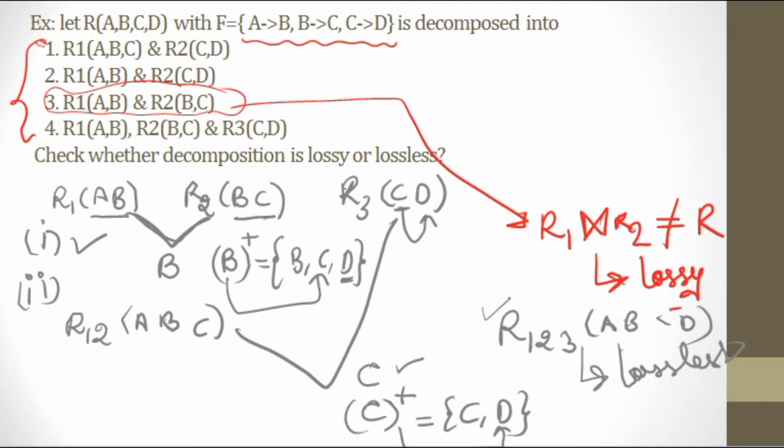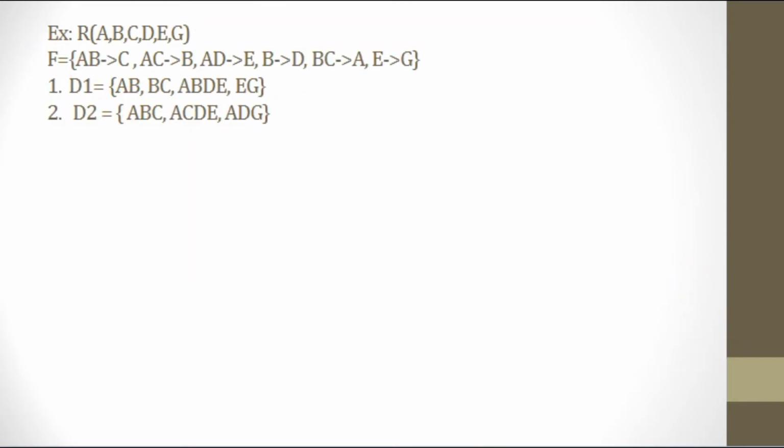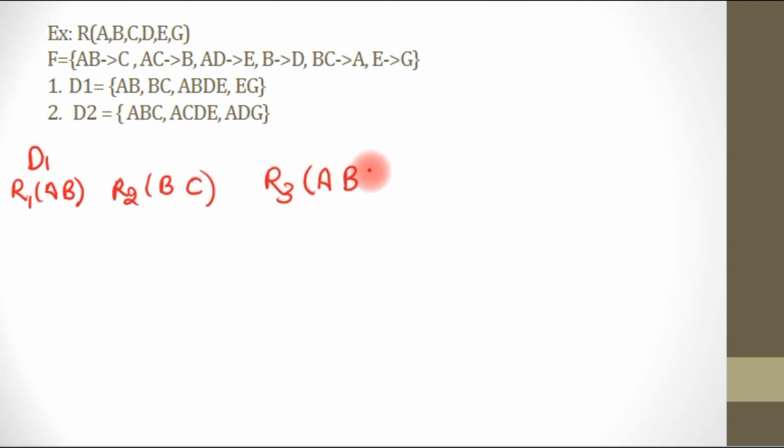Okay. Now solve this example. In this we have two decompositions. So let's check D1. In this we have four decomposition tables: R1 with A, B, then R2 with BC, R3 with A, B, D, E, and R4 with EG.